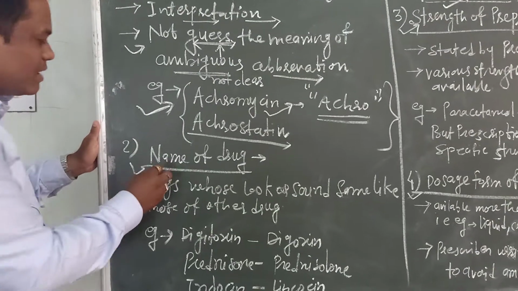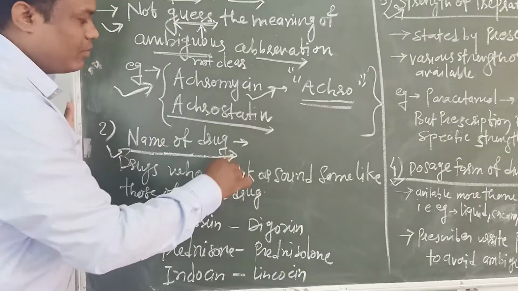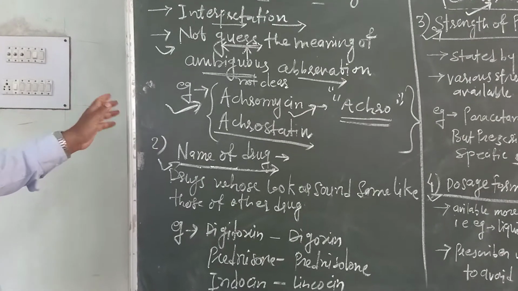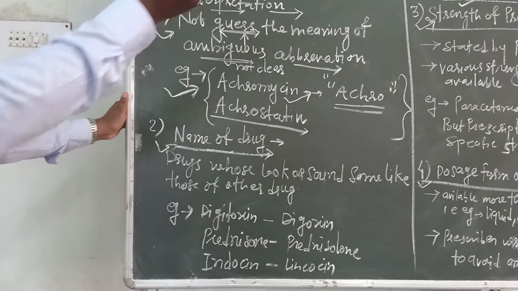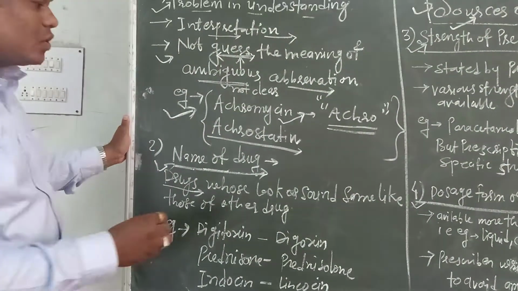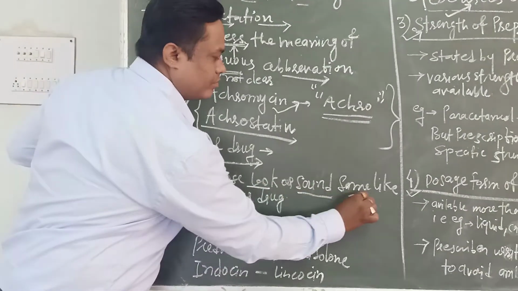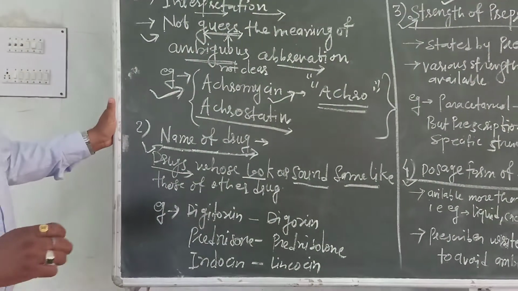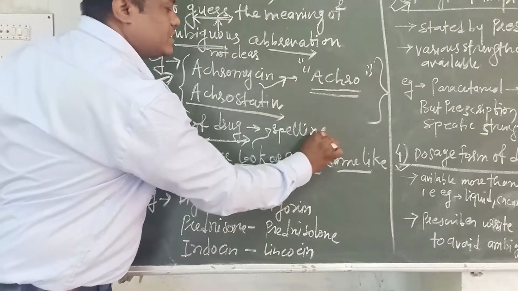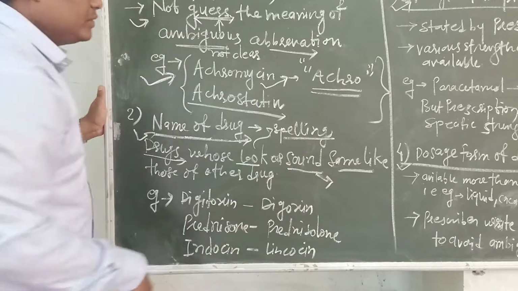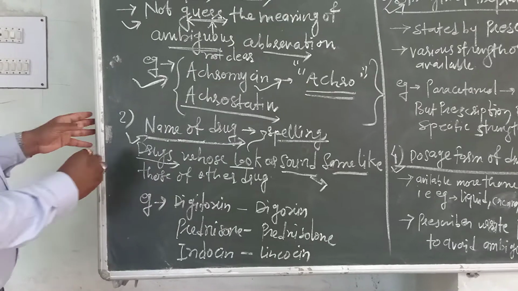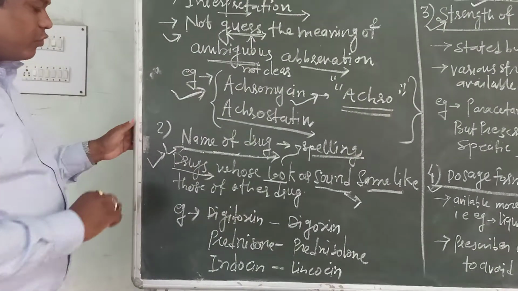Then second is the name of the drug. Name of the drug means the medication which is prescribed by the prescriber. In the pharmaceutical industry or market, there are drugs whose looks or sound are similar to those of other drugs. Looks means the spelling, and sound means the pronunciation. When looks or sound are similar to those of other drugs, it is quite confusing for the pharmacist.